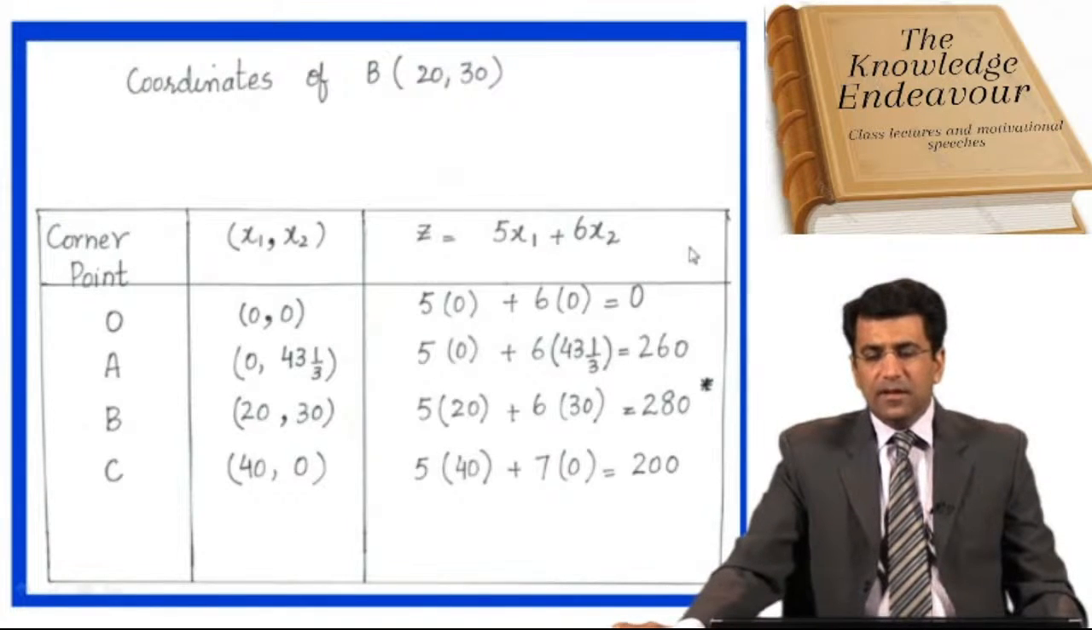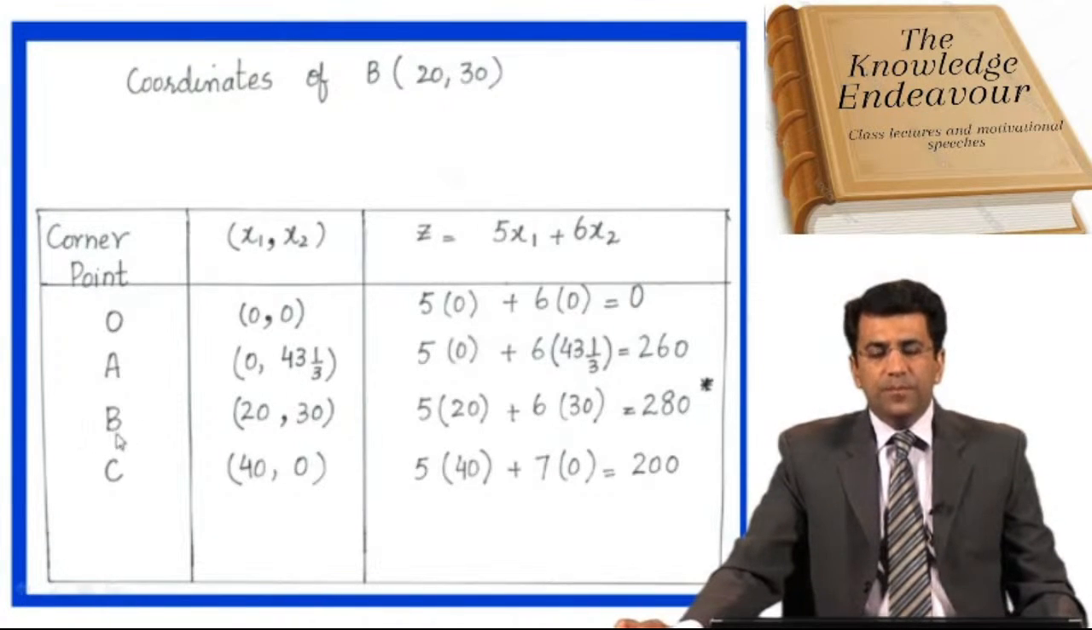So let's make this sort of table. These are the corner points again, O, A, B and C. These are the four corner points. These are the values of x coordinate and y coordinate on all of these particular points. At this origin, of course, the values of x1 and x2 will be equal to 0. At this particular point, the point is 0, 43.3.